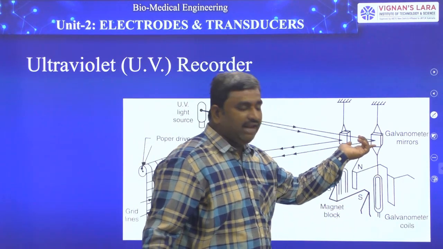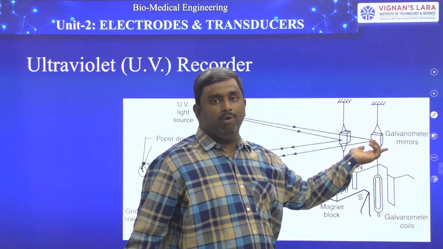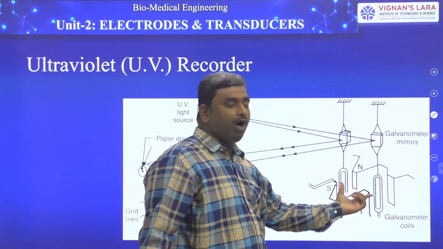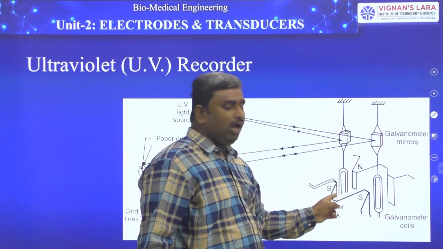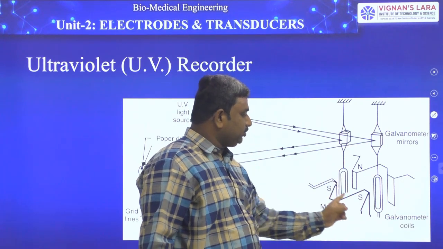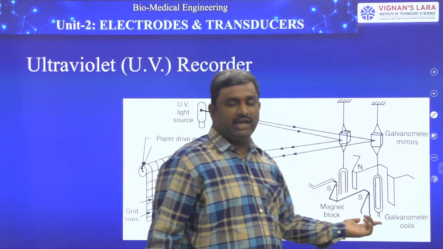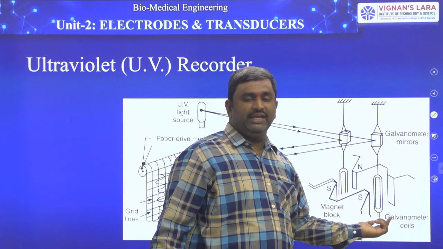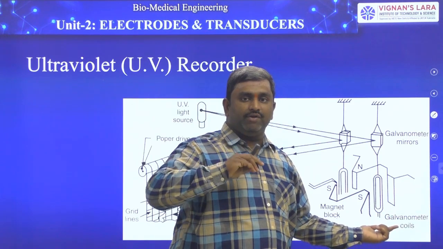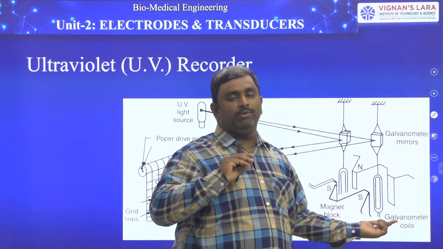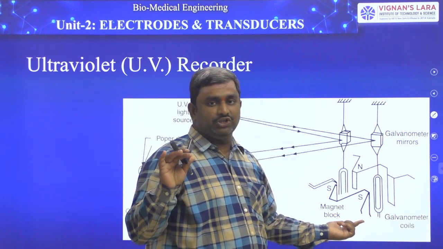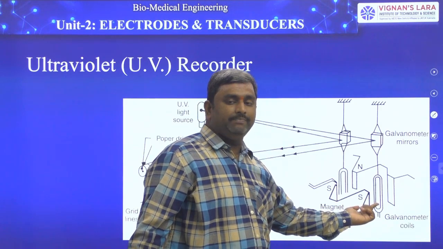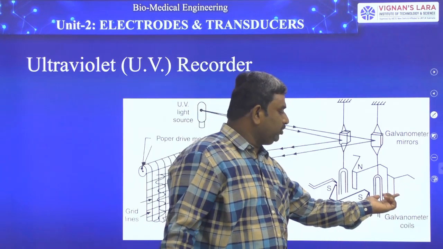mirrors. These galvanometric mirrors, galvanometric meaning the motor principle, are connected to the armatures. These two armatures are placed between the north and south poles, that is, they are kept in a magnetic field. In this magnetic field, some electromotive force, EMF, will be generated based on our human body potentials. From our human body potentials, some voltages are generated, and that voltage I am giving to this magnetic field. At that time, some electromagnetic field is produced at this place.